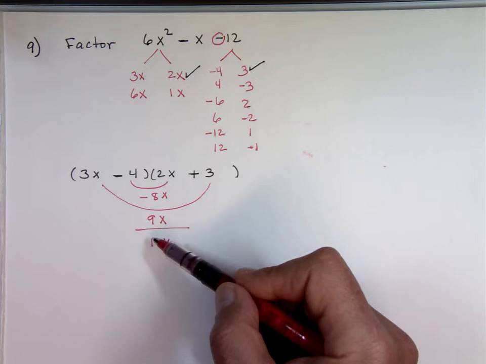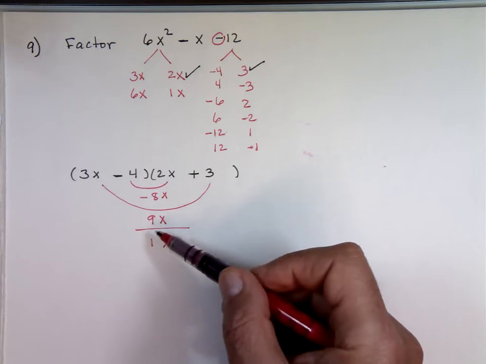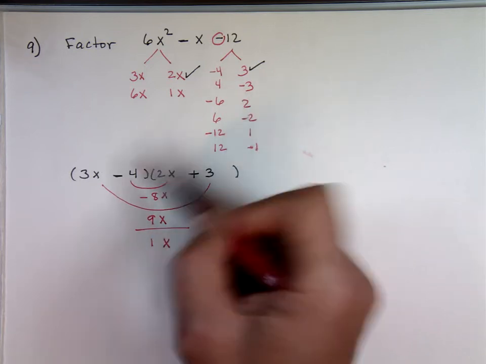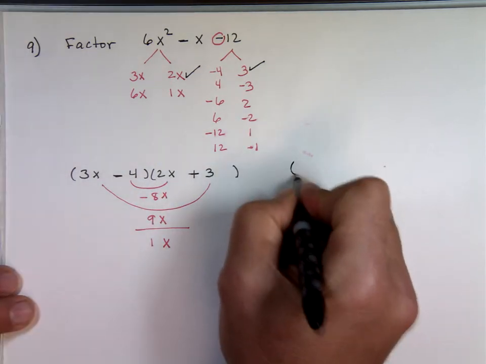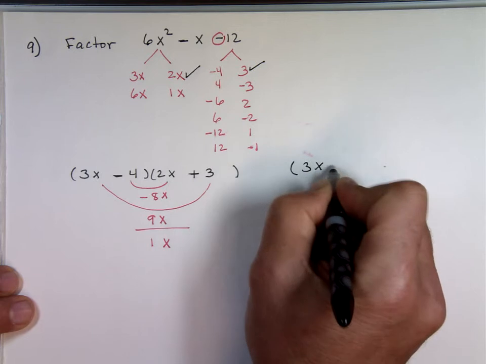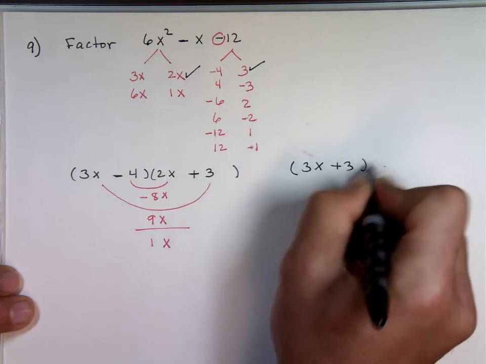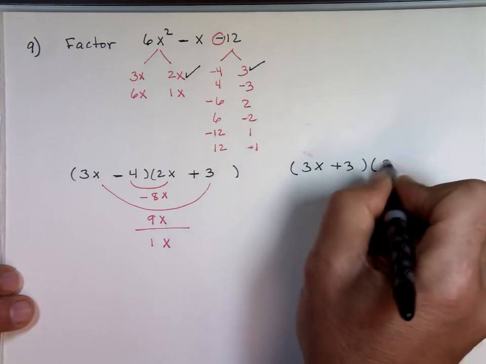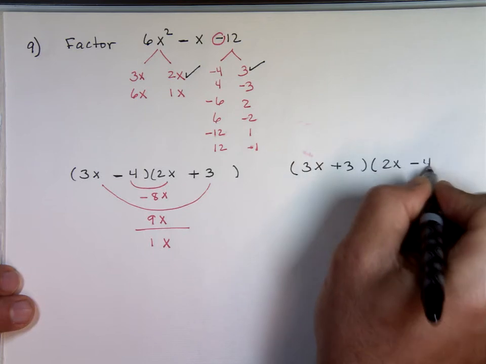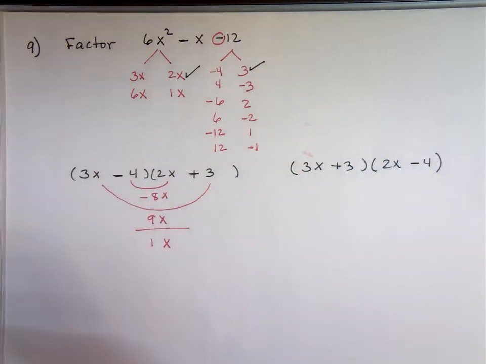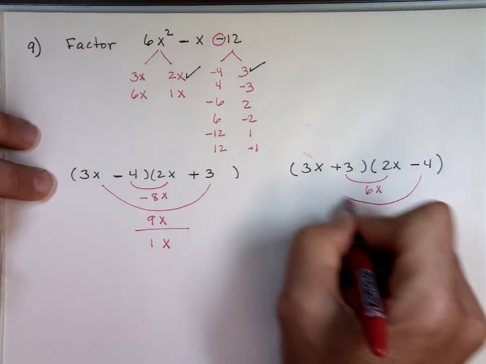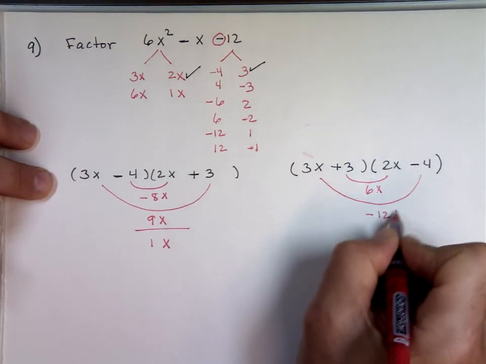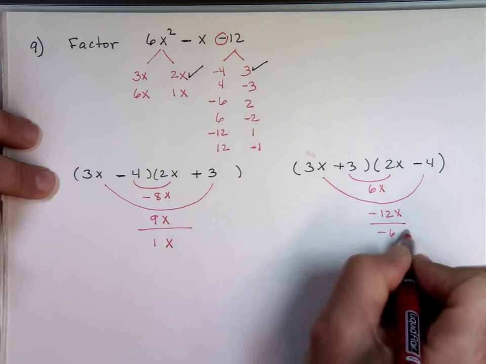I know the answer to that. Skip this, go to that, switch the signs. But let's say you didn't see it. You move the numbers. You put the plus 3 on this end. You put the 2x and the minus 4 on that end. 6x, negative 12x, that's a negative 6x. Nope.